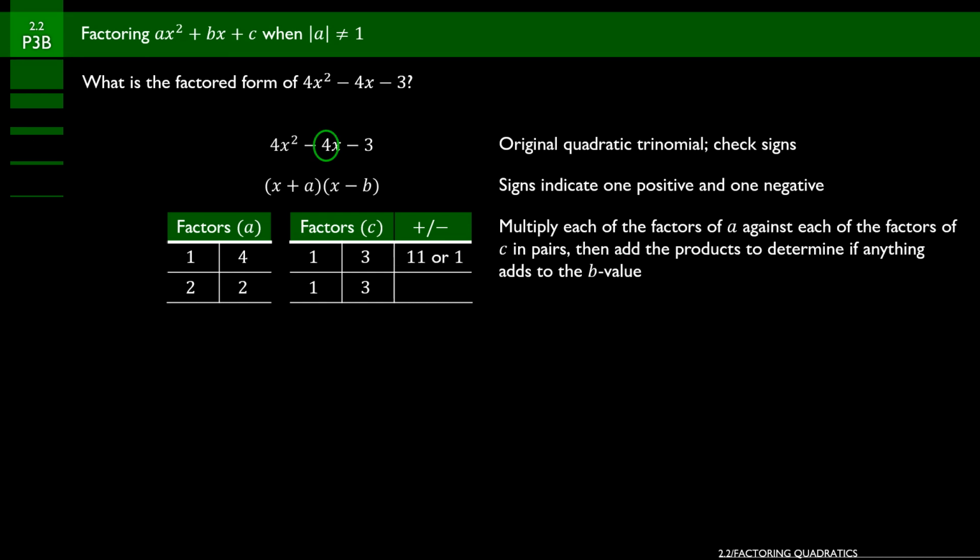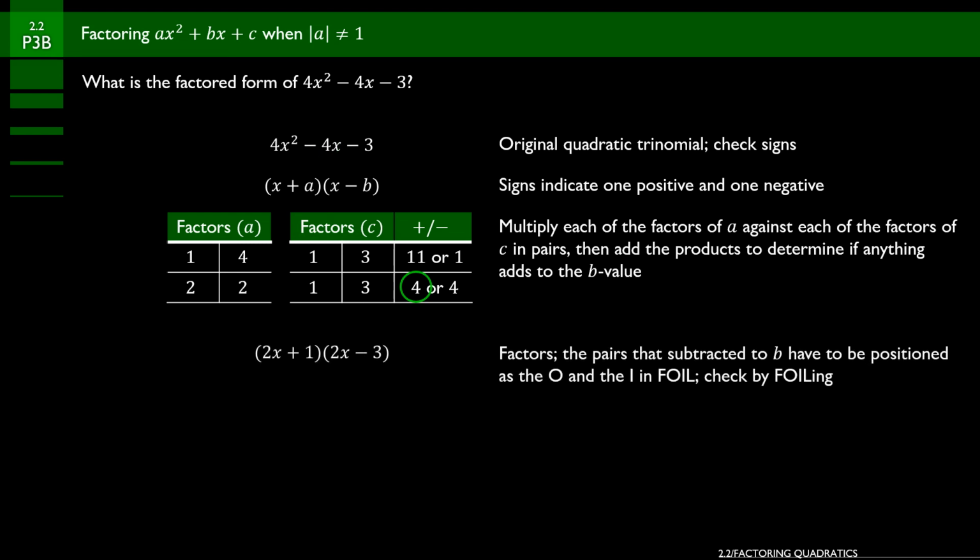So we're going to move on to 2 and 2 for our a value. So 2 times 1 is 2, 2 times 3 is 6, 6 minus 2 is 4, and that is the value that we're looking for right there. So we know that we've got the pairs of 2 and 1 and 2 and 3. So we're going to put our 2x's in the first positions in each of the parentheses, and then we're going to pair them up with a positive 1 and a negative 3. And again, if you check this by foiling, you're going to end up with 4x squared minus 4x minus 3.